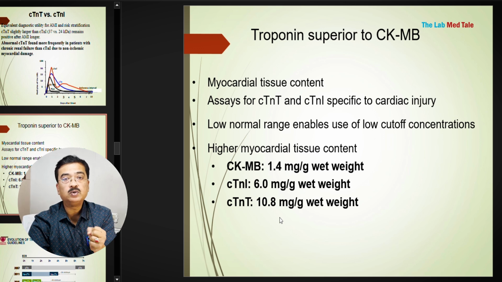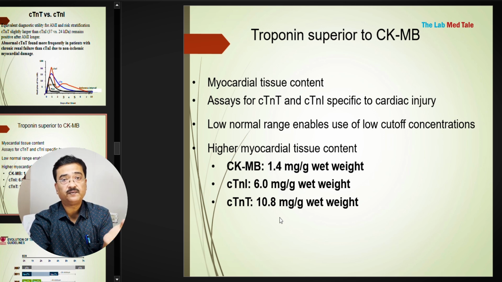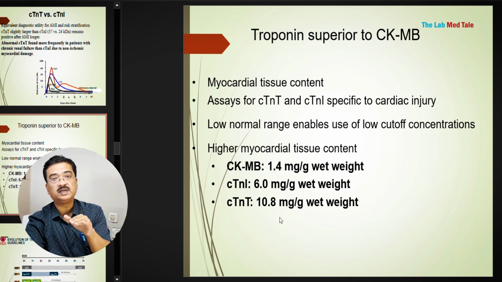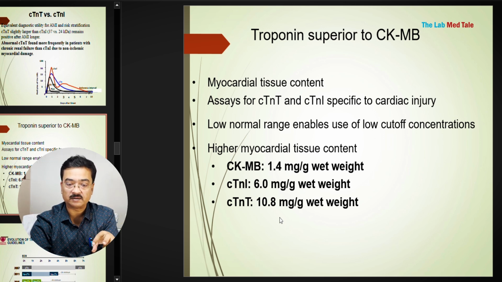Because of the amount present in the myocyte. The more the amount present in the myocyte, the more sensitive it will be, because with the slightest injury to the cardiac muscles, the maximum detectable release will be from those that have a higher amount in the cardiac muscle.